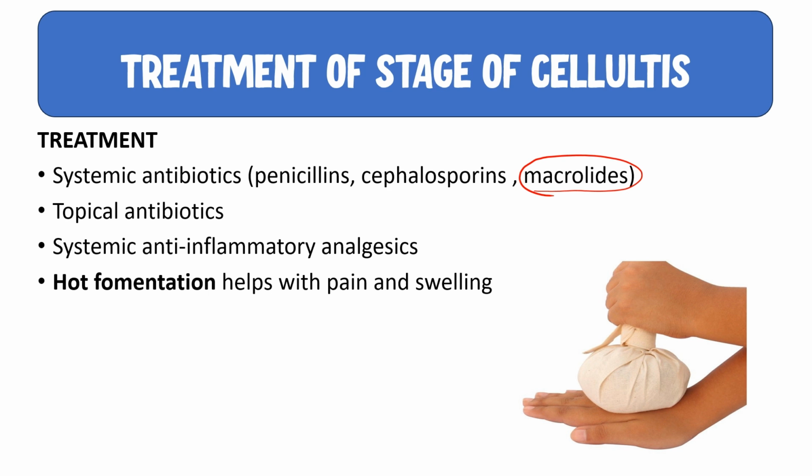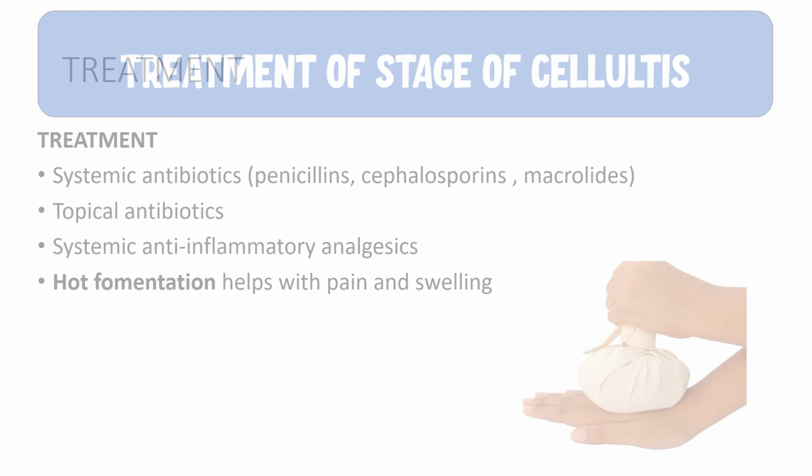Apart from that, topical broad spectrum antibiotics can also be given to prevent any conjunctivitis from developing, or to treat any conjunctivitis which has developed as a result of dacryocystitis. And because there's inflammation, there will be pain, so you have to give the patient systemic anti-inflammatory analgesic drugs. Apart from that, something which works very well is hot fomentation or a hot compress, and it basically helps in reducing inflammation and helps the patient with pain and the swelling.